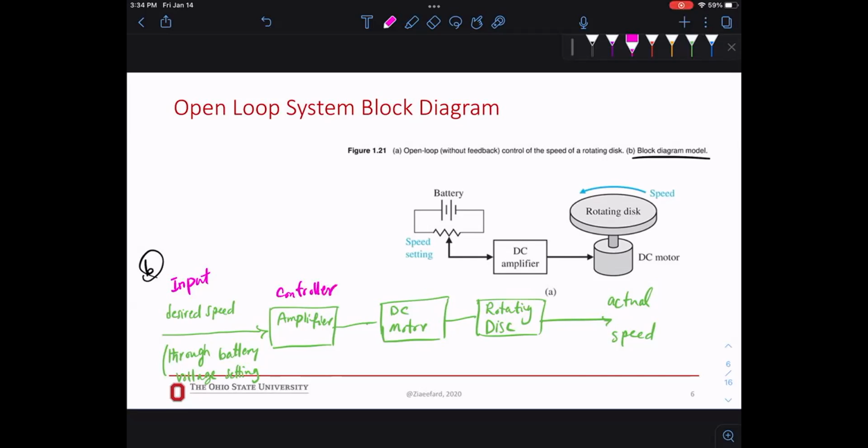You can amplify a signal. The DC motor, what's the DC motor? Actuator. What's the rotating disc? I taught you. The process. And what's the actual speed? Shujin, what's the actual speed? I mean, from the components of an open loop system, which one would be that last one? Output. Right? So we can call these two together the plant. Good.